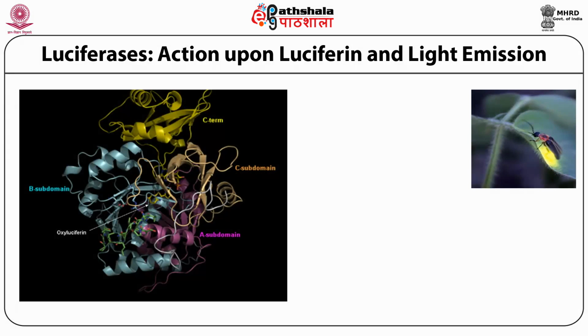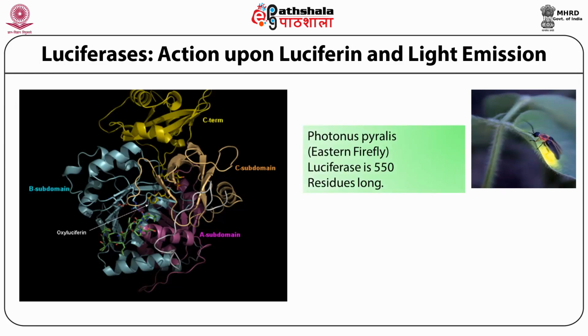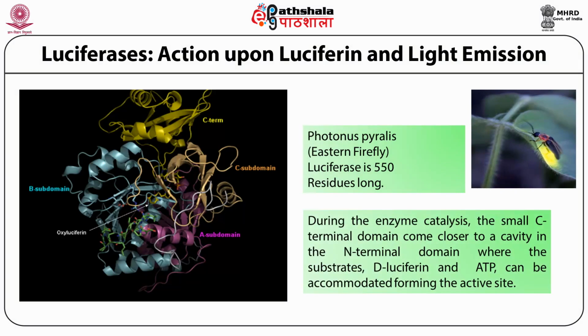Here we show the structure of luciferase. Luciferase is a 550-residue-long enzyme, present in Photinus pyralis, the eastern firefly. It has 4 different types of domain. You can see the C-terminal domain, C subdomain, A subdomain. Oxyluciferin is present in the inner core and B domain. During enzyme catalysis, the small C-terminal domain comes closer to a cavity in the N-terminal domain, where the substrate D-luciferin and ATP can be accommodated, forming the active site.